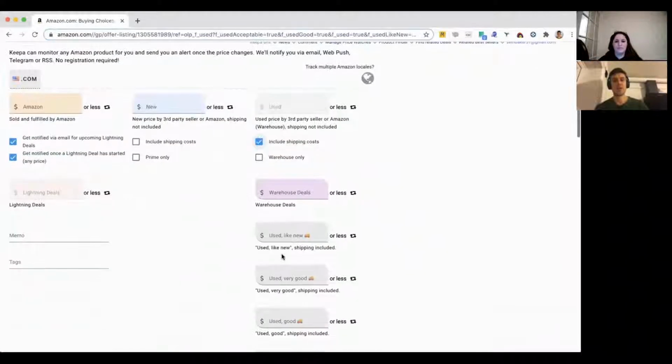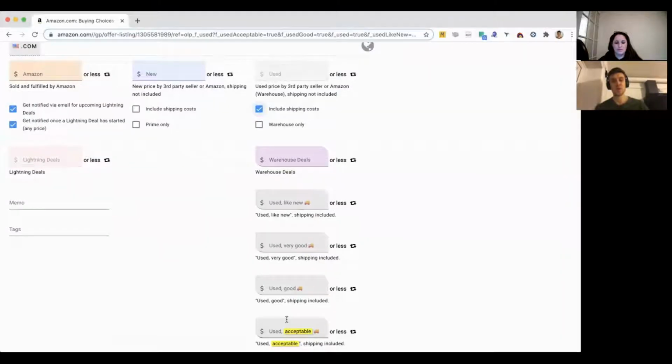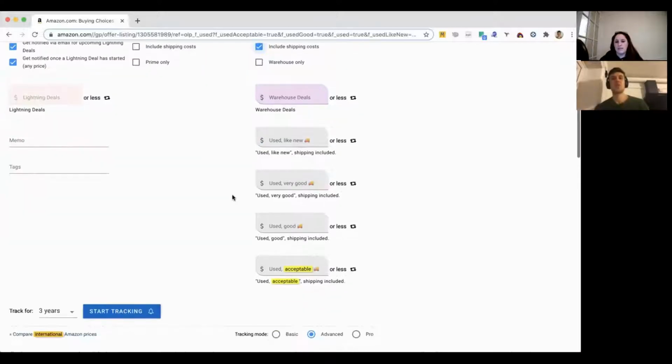And another reason I would click that is because you always want to change the price for the used acceptable, because a lot of sellers will sell the used acceptable far lower, and it might be a really poor quality book, and it will say in the description that it's got loads of water damage, and we don't really want to go near books that are in really bad condition. So you set that to almost not be in the alert. You set that to miss it.